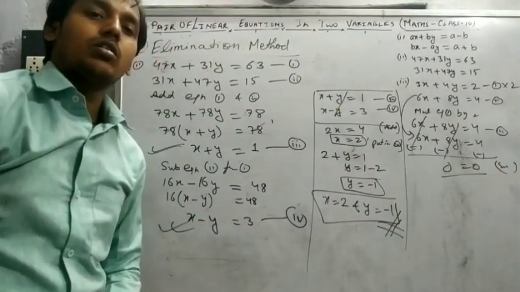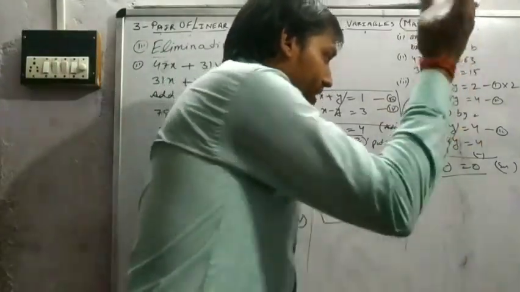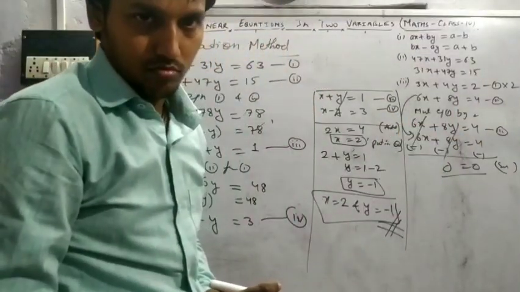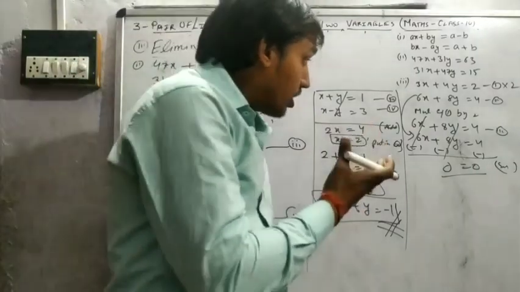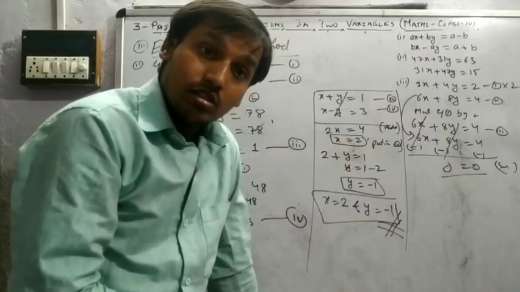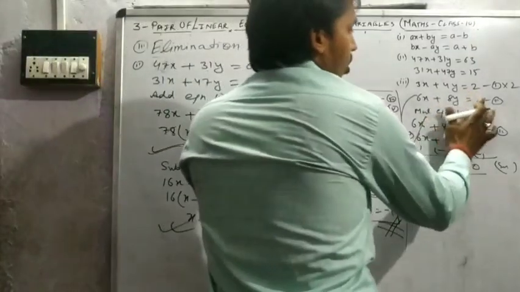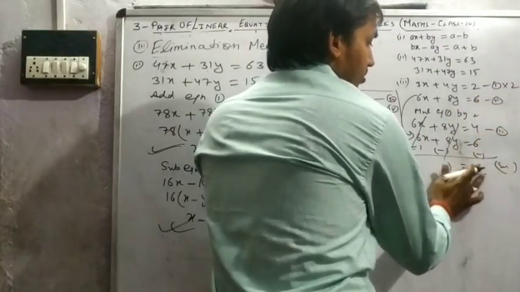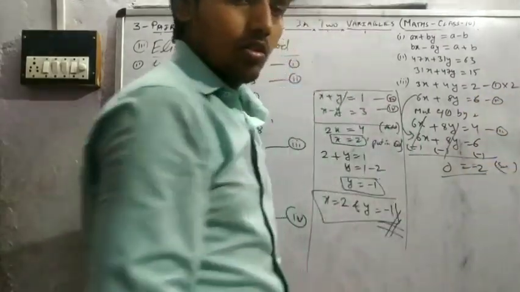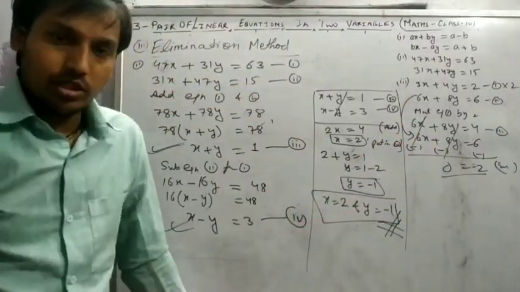What happened? Both variable coefficients are equal, so they cancel out. It means you don't get the values of x and y. It's not solvable. Suppose that here instead of 4 it was 6, so you get minus 2, then also both variables are cancelled. So how do we solve these types of questions?